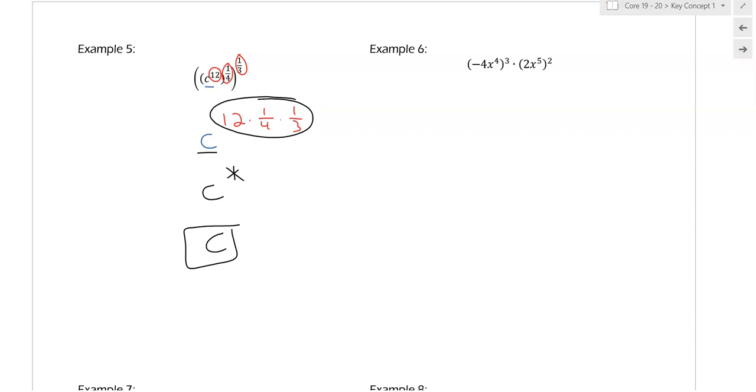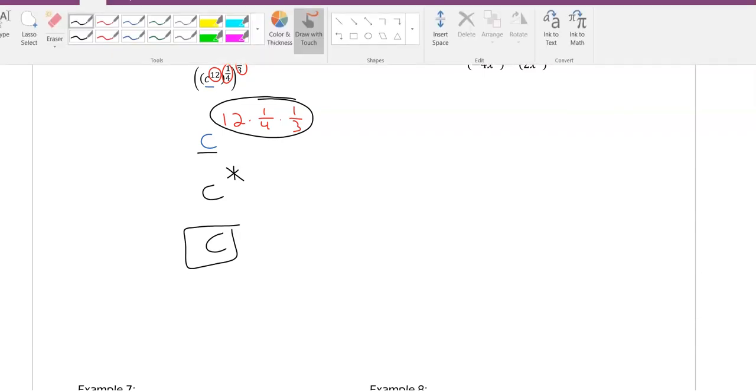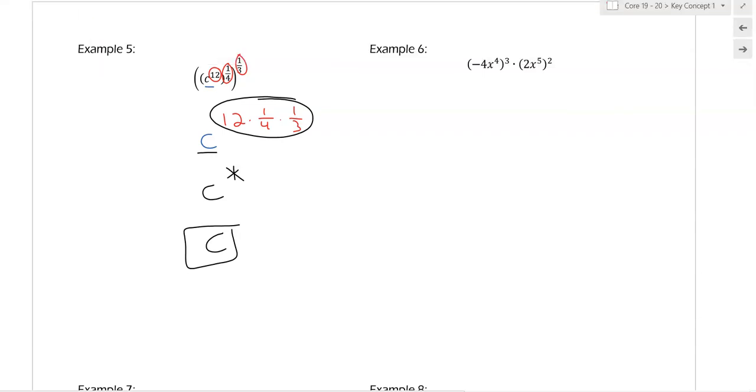All right, example 6, 7, and 8. Apply our rules from our last two activities. It looked at rules from 1A.3 and 1A.4, as well as these. So looking at example 6, we have powers and we have multiplication. So we need to remember our order of operations. PEMDAS, right? Parentheses, exponents, multiplication and division, and then addition and subtraction.